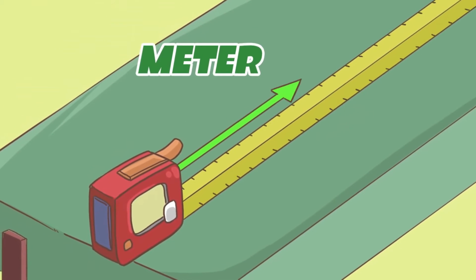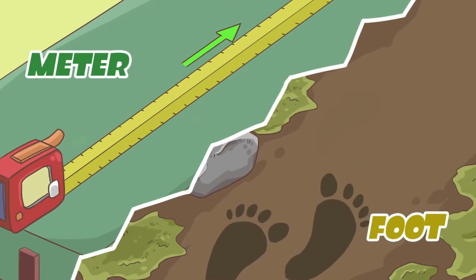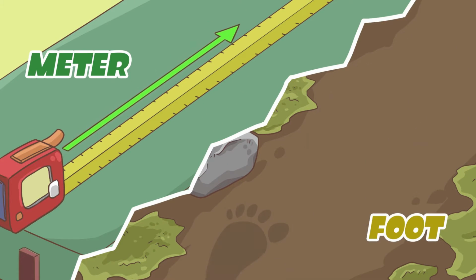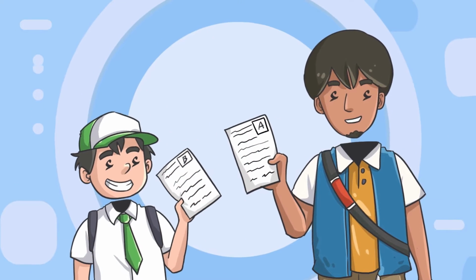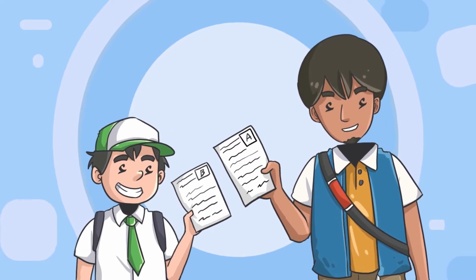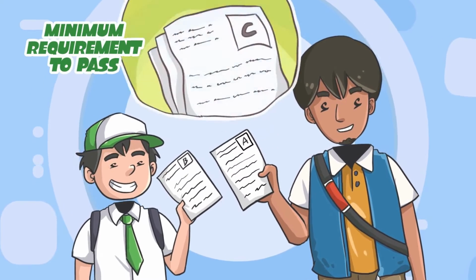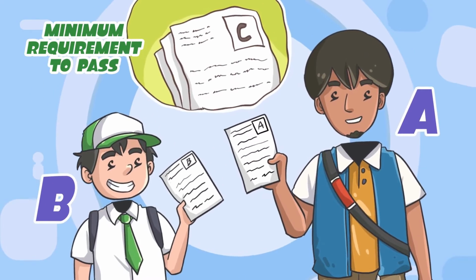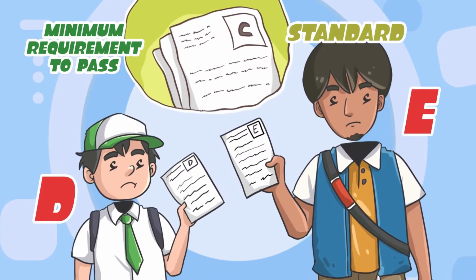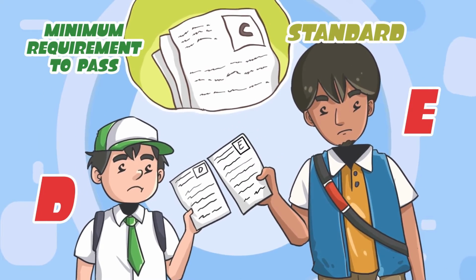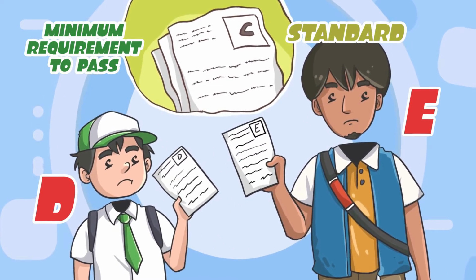The same thing happens with measurement, right? A meter is a meter is a meter wherever you go. Or a foot is a foot is a foot wherever you go. These are standards. And everything else is measured against standards. That even happens in your studies, doesn't it? The kids that are in school or university students, there's a minimum requirement for you to pass. That's the standard. If you don't meet that minimum standard, you're not going to pass the class. And everybody is judged according to the same exact standard.